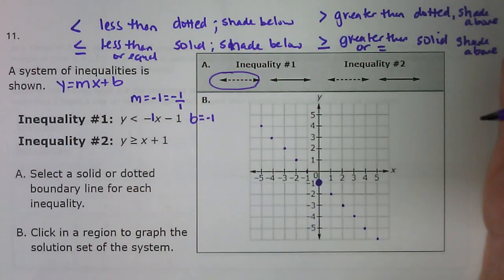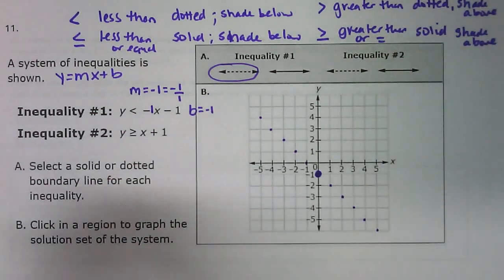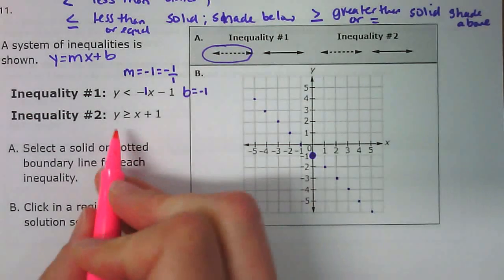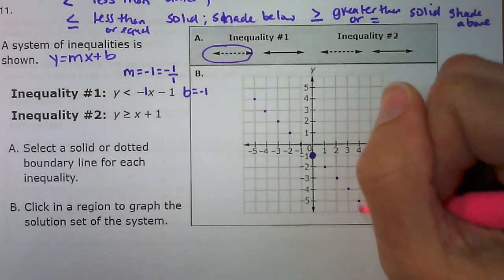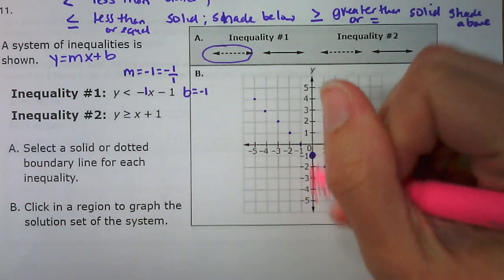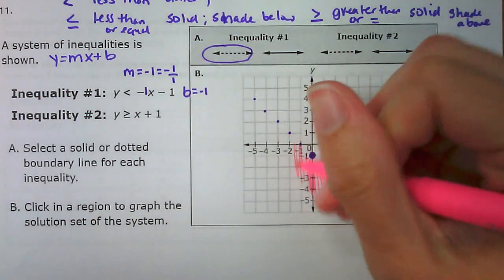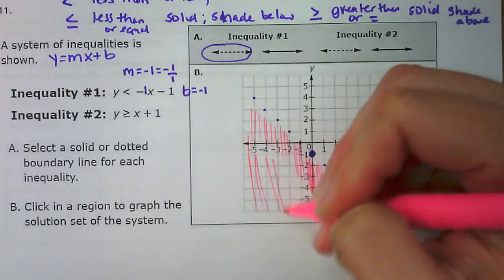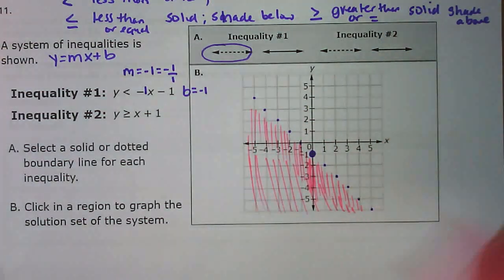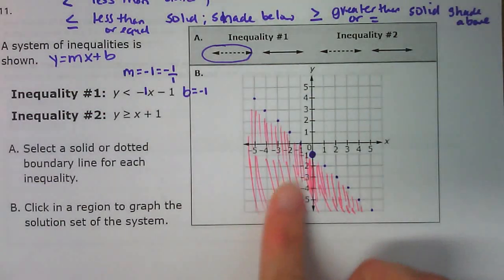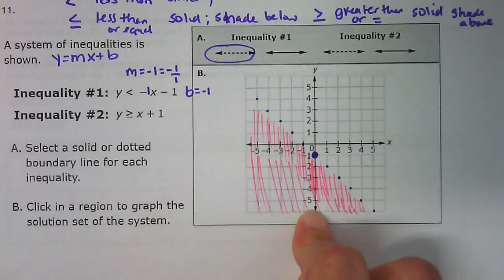Okay. Now, I'm going to shade this one in pink. Okay, it says I'm going to shade below. So I shade under the y-intercept, below the y-intercept. And I'm shading in pink. Okay. This is just to help me with my final answer. You should do this on your graph paper.